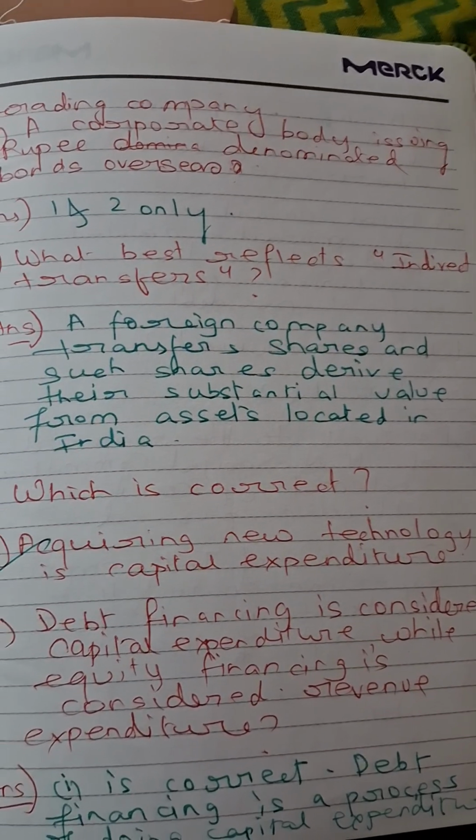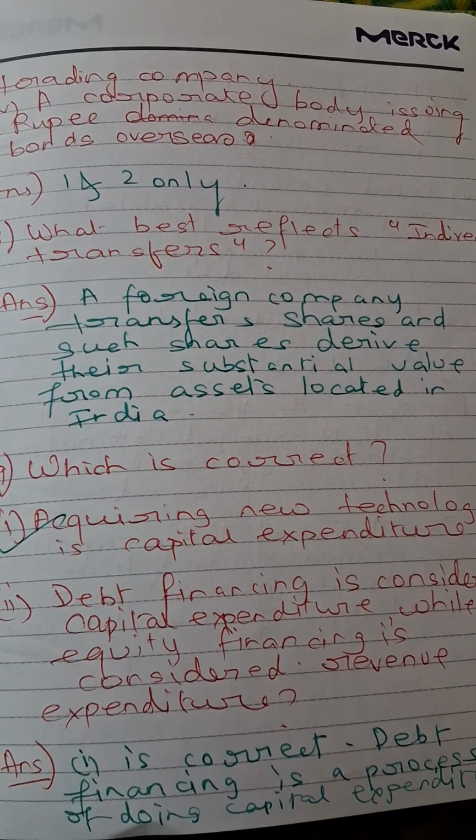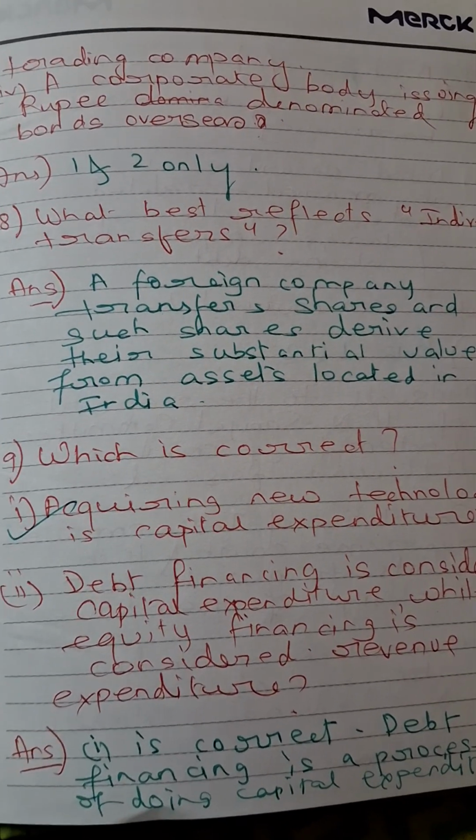Which best reflects indirect transfer? A foreign company transfers shares, and such shares derive their substantial value from assets located in India. It is called indirect transfer.